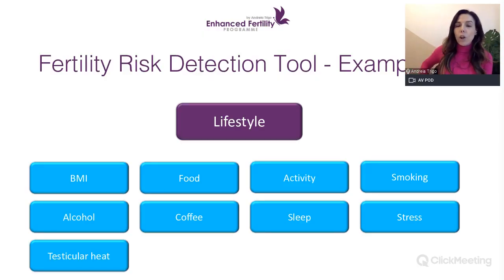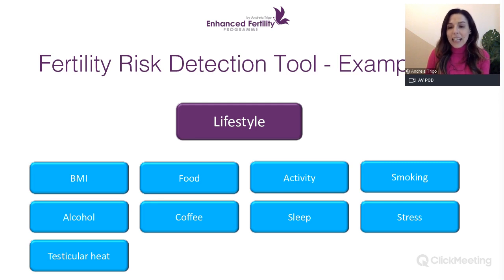Here in lifestyle, we're going to look at the same aspects that we looked at in females. So we're going to look at BMI, food intake, activities, smoking, alcohol, coffee, sleep, and stress, all of those that we also questioned in females. But we're going to also ask about testicular heat.